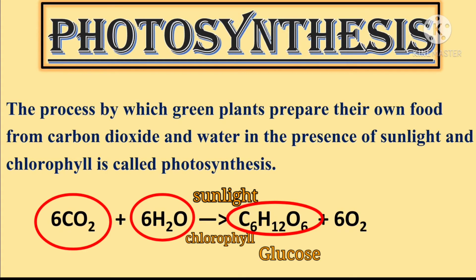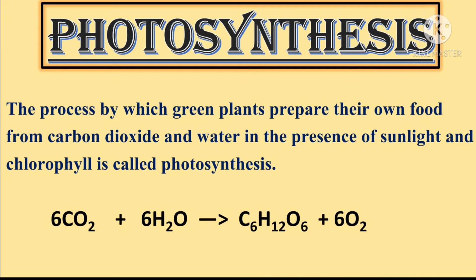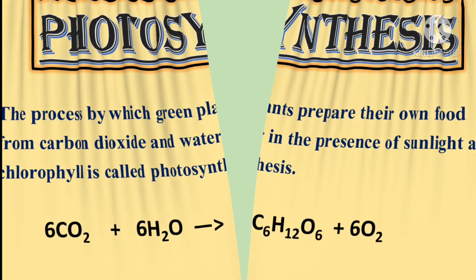My dear students, please note that C6H12O6 is the chemical formula for glucose, and glucose is the stored form of food in the case of plants. Also, you all know, dear students, that plants also produce oxygen. So in this chemical equation, 6 molecules of oxygen are also released, and this oxygen is released into the atmosphere by the plant, and this very oxygen is the oxygen that we humans further utilize in our process of respiration.